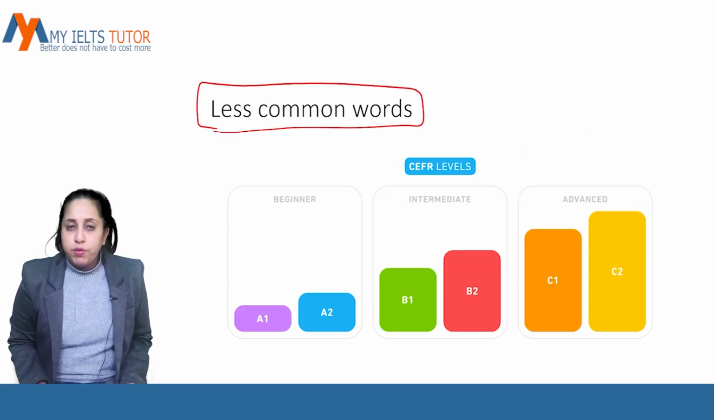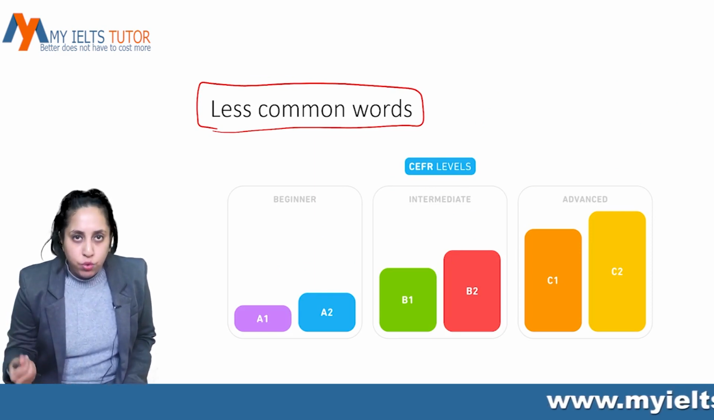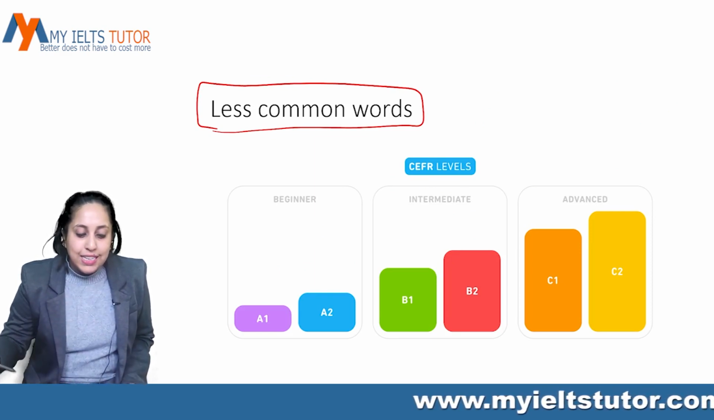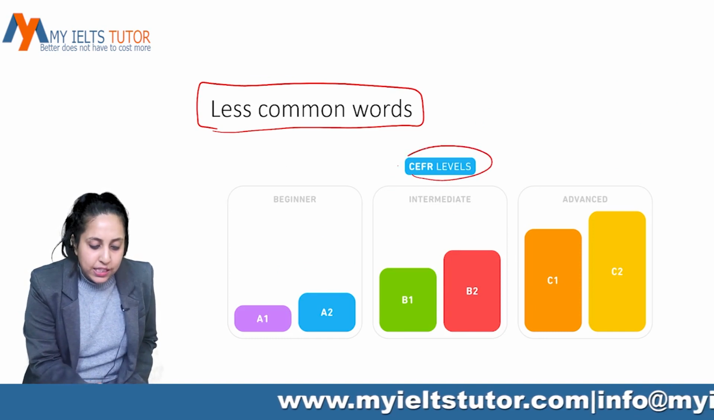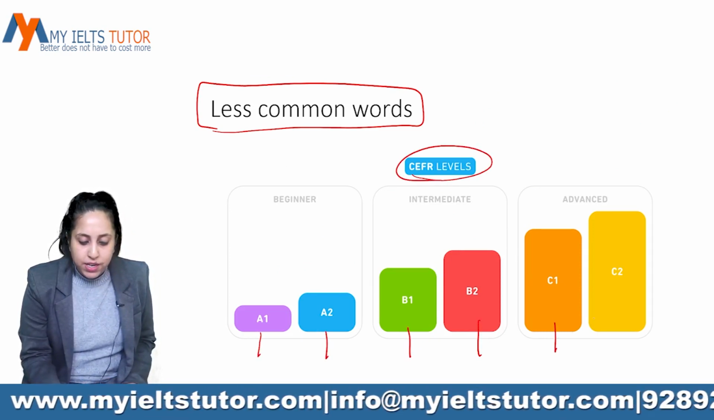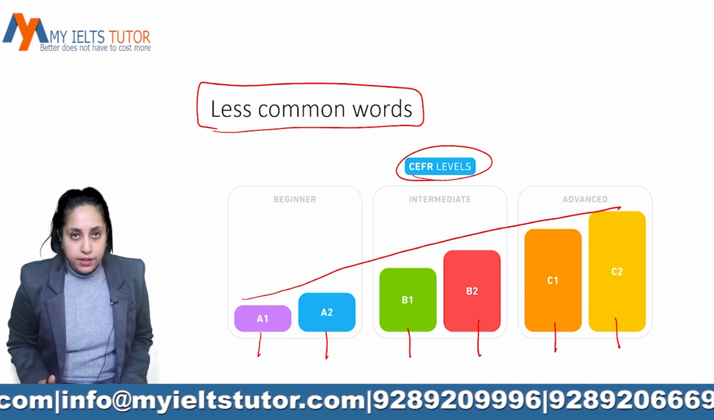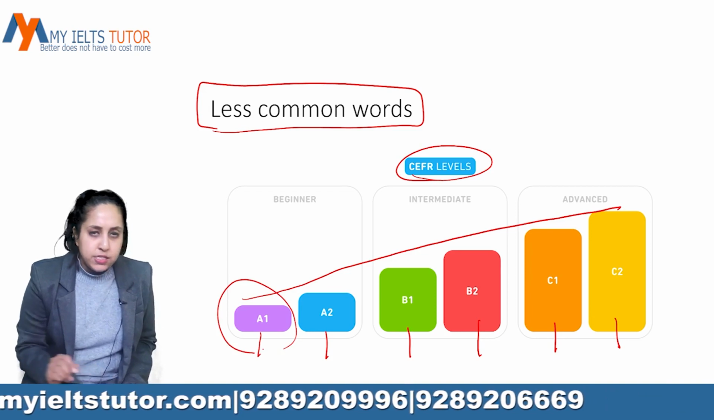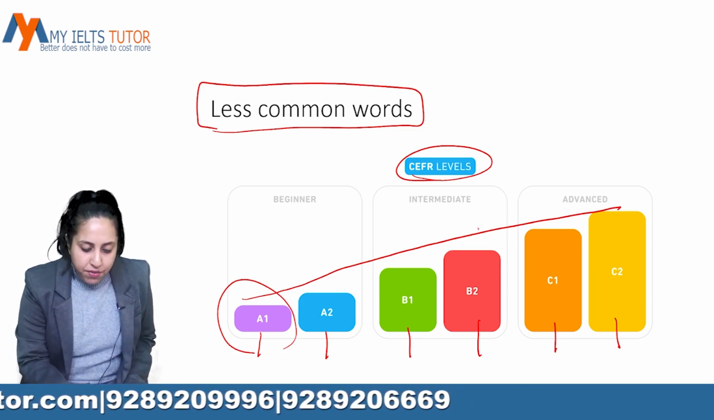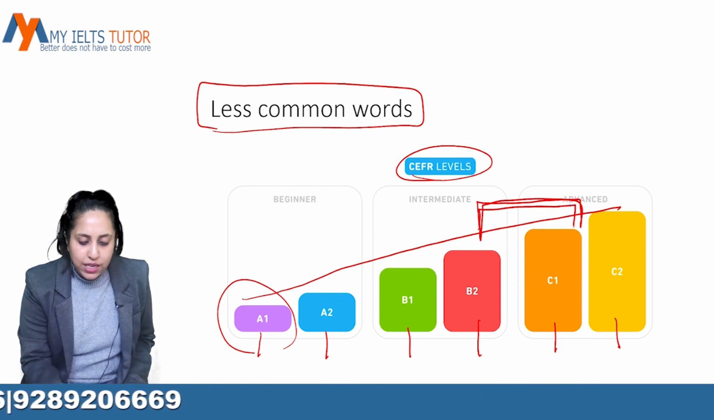So what are less common words? Let's understand it in detail. First, the thing we need to know is that all the words in the English language are divided as per CEFR into A1, A2, B1, B2, C1 and C2 levels. These are the categories in which words are divided. The majority of the words are here, the basic words. To be at 7 or 8, we need to be here: B2 and C1 level words.